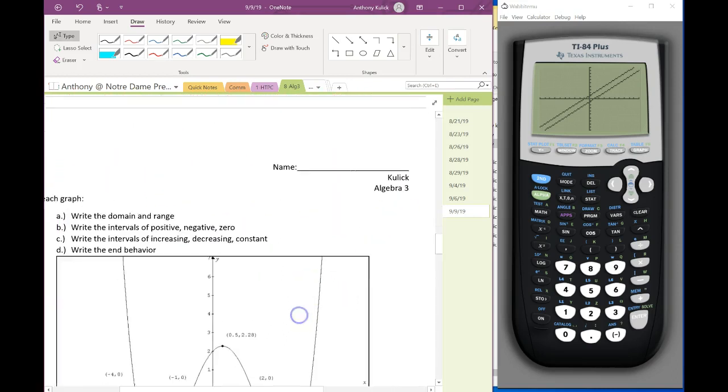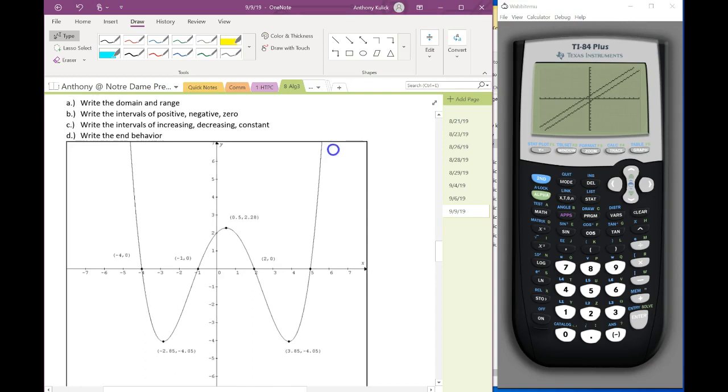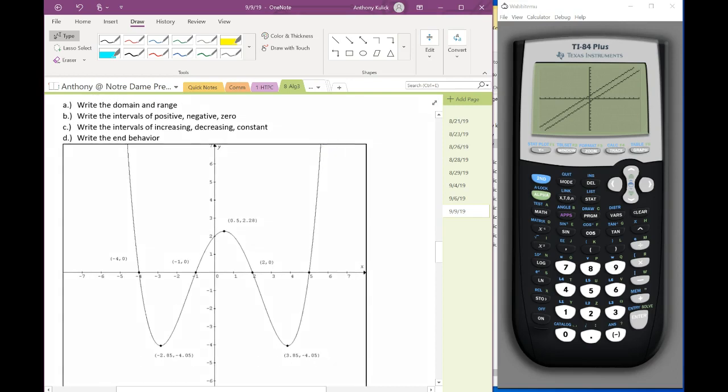Let's look at the next one here. So on number 10 here, we're asked to write the domain and range, the intervals of positive, negative, zero, increasing, decreasing, constant, and the end behavior. Does this graph look familiar? It's literally the graph from 9. I just made it bigger and labeled some points on it for you guys, but it's the same graph as you saw in number 9 there.